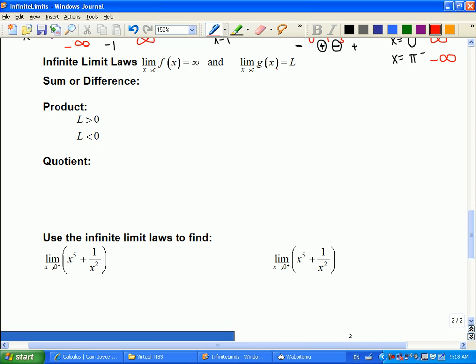If I have two functions, one which has an infinite limit and one which has just some well-defined constant, like maybe the limit here is 3 and the other limit is infinity, or it could be negative infinity. If I wanted to use the sum and difference this time for infinite limit laws, this is what I'm talking about: what's the limit as I go to c, and this time I'm having to add the two functions together.